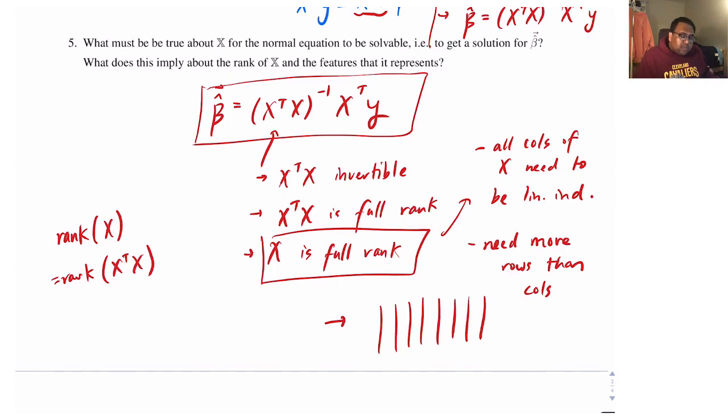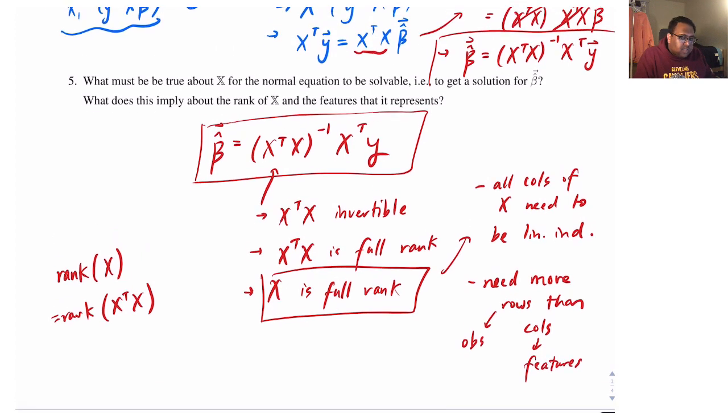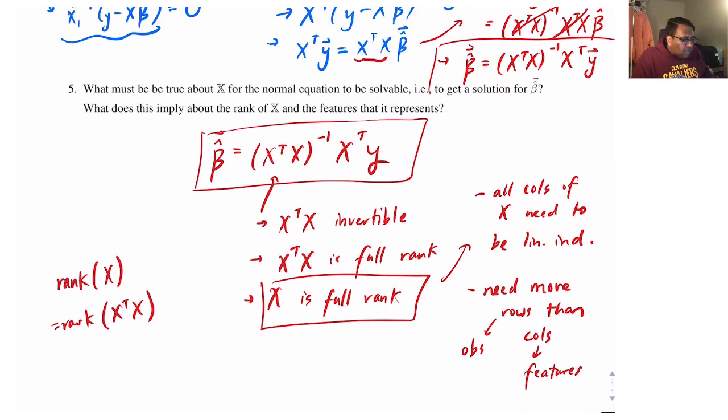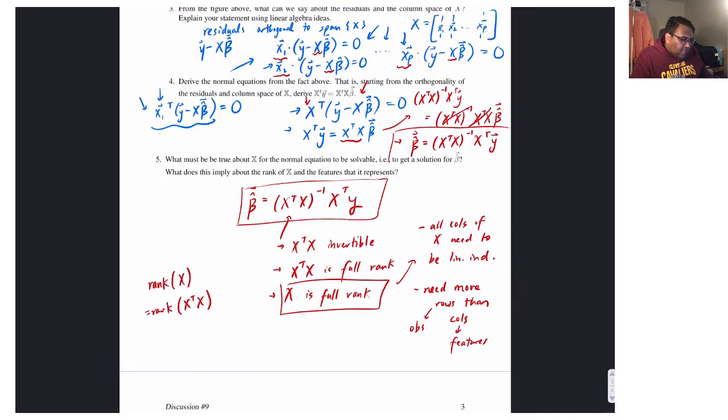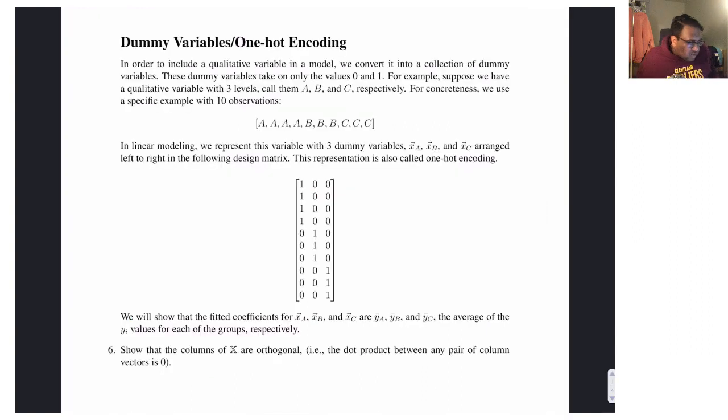And so I need there to be more rows than we have columns. Okay? And, put in terms of the data perspective, I need there to be more observations than features. Okay, so rows are observations, columns are features. But granted that these two things hold, then X will be full rank, and so the solution to the normal equation will exist. And so I think that wraps up the first half of the discussion worksheet on the geometry of least squares. Great. Now the second part of the worksheet is on one-hot encoding or dummy variables.